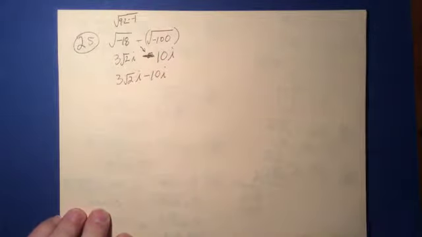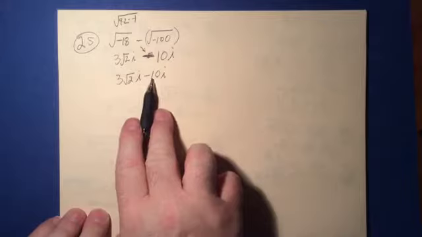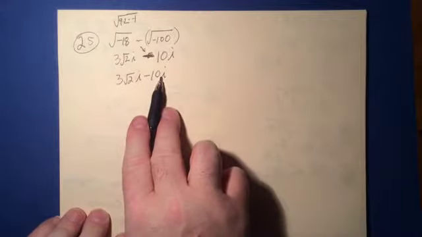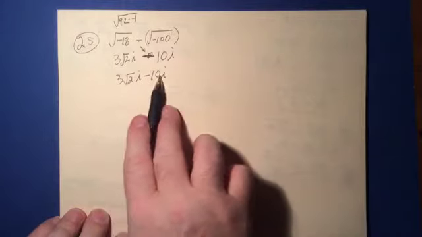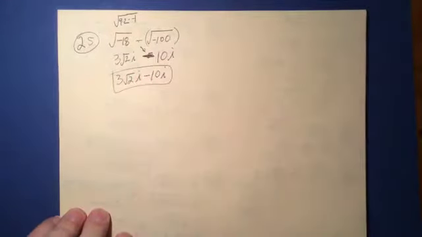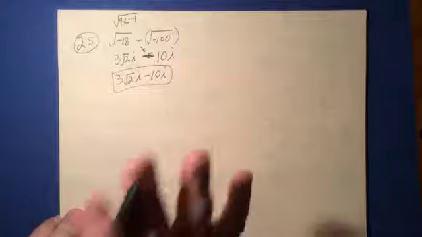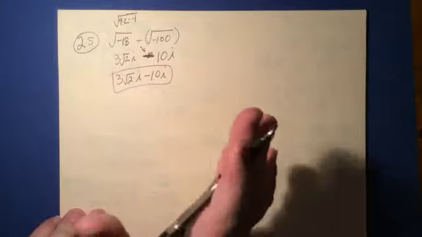3 radical 2 i minus 10i. The rules of coefficients apply. We have a whole number here. We have a number times a radical 2 here. So we can't combine these any further than they already are right here. So that is the best we can do to simplify this type of question.